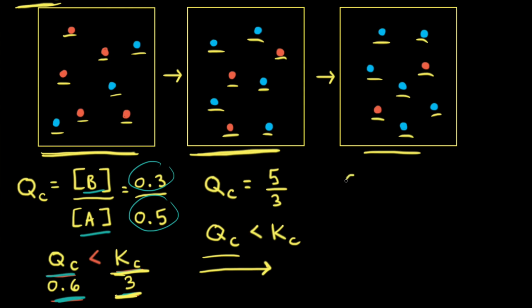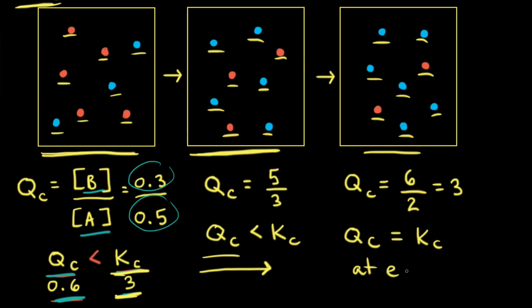Let's calculate Qc for the moment of time represented by our third particulate diagram. Well, there are 6 blues and only 2 reds, so Qc is equal to 6 divided by 2, which is equal to 3. So Qc is equal to 3, and remember K is also equal to 3, so Qc is equal to Kc, and therefore this reaction is now at equilibrium. And at equilibrium, the reactants turn into the products at the same rate the products turn back into the reactants. And therefore, the concentration of both reactants and products remain constant at equilibrium.